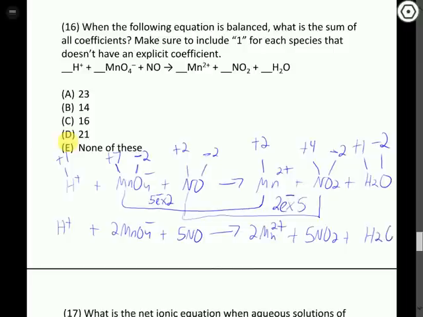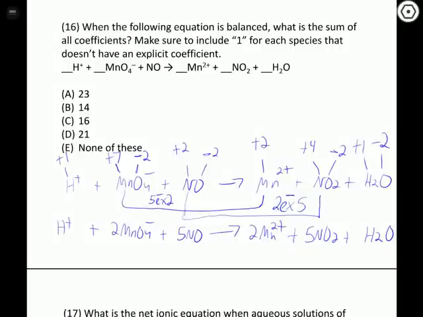Now the last step is to balance the water and oxygen part, the water and H plus part. So if we look at our reactant side, we have 8 oxygens, we have 5 oxygens from this, so we have a total of 13 oxygen atoms. Over here we have 5 NO2s, which is 10. So we need to have 3 more oxygens, which will come from water.